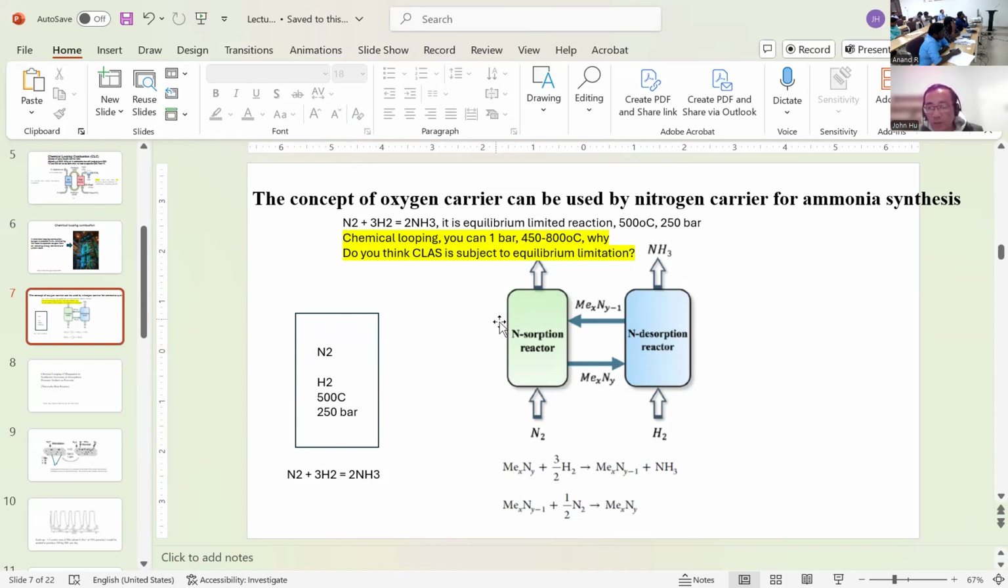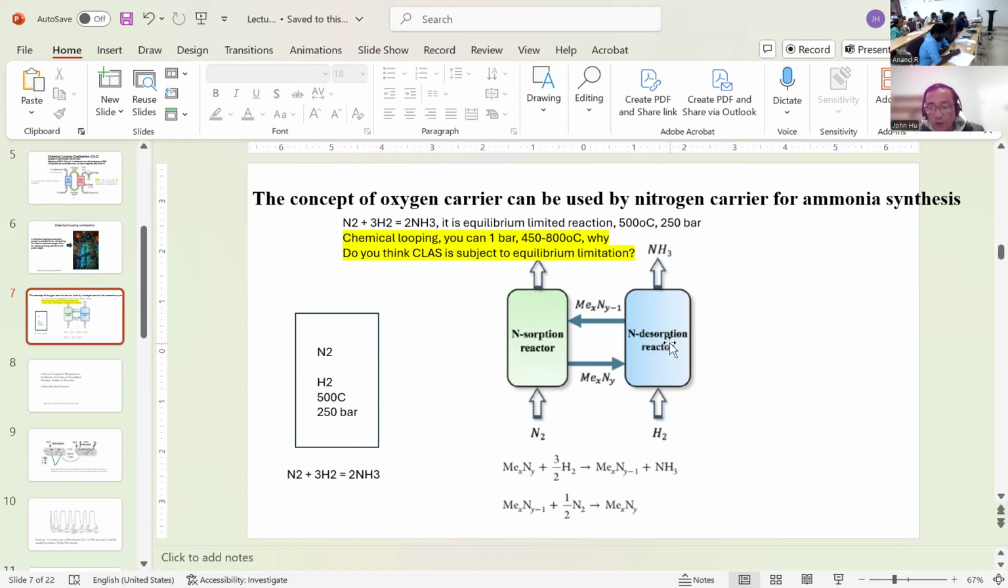Now, if you look at this 16, did the nitrogen and hydrogen meet each other? Meeting directly? Not directly, all right? Not directly, with the aid of metal nitrides. So if they are not meeting, if they don't see each other, why do you believe they're subject to equilibrium? Because here you have one equation, and here you have two equations. One on this side, and the other on the left side. Two reactions, and each of these is one reactor.